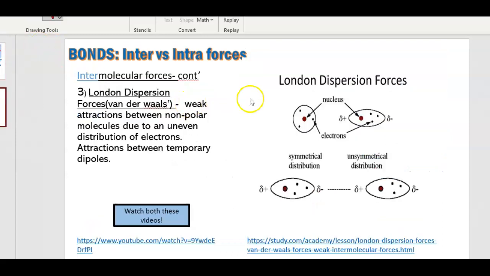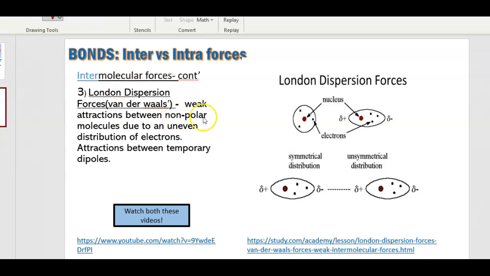Our third type of intermolecular force is called London dispersion forces. They're also known as van der Waals forces. These are weak attractions found between nonpolar molecules. So if you remember, nonpolar typically is not going to have a positive and negative side to it. The electrons are shared equally, or the molecule has all its polar bonds distributed equally, and so it's a nonpolar molecule.